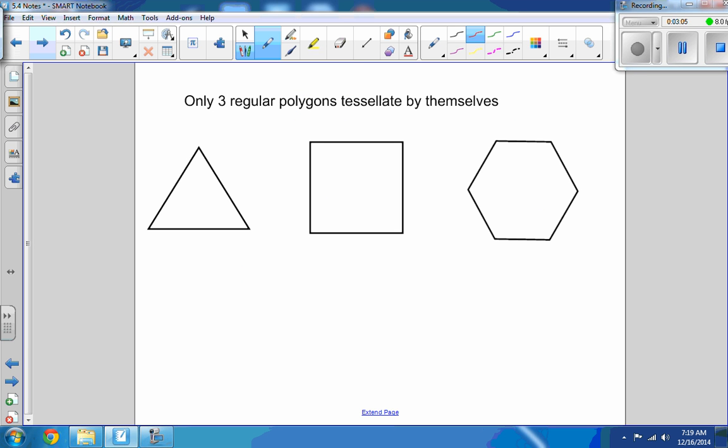Only 3 regular polygons can create tessellations by themselves: a triangle, a square, and a hexagon. No other regular polygon can create a regular tessellation purely by itself.